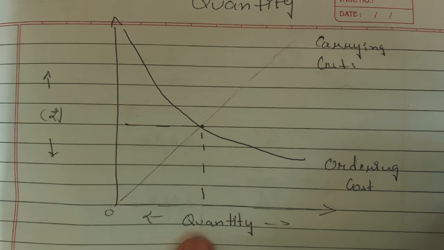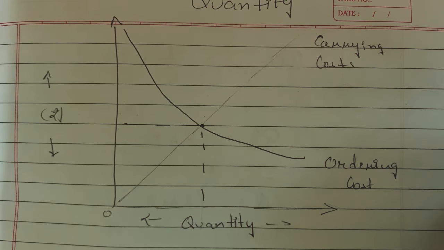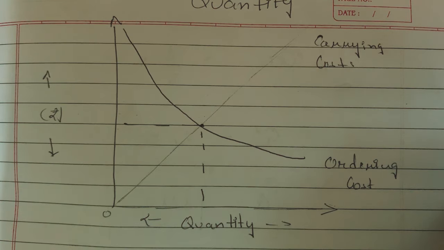Now you could see here, I have marked this. What is this? This is the economic order quantity. This is the quantity at which the ordering and the carrying costs are at their lowest. You may be asking yourselves why. So I need you to see this graph. This will make you understand why.